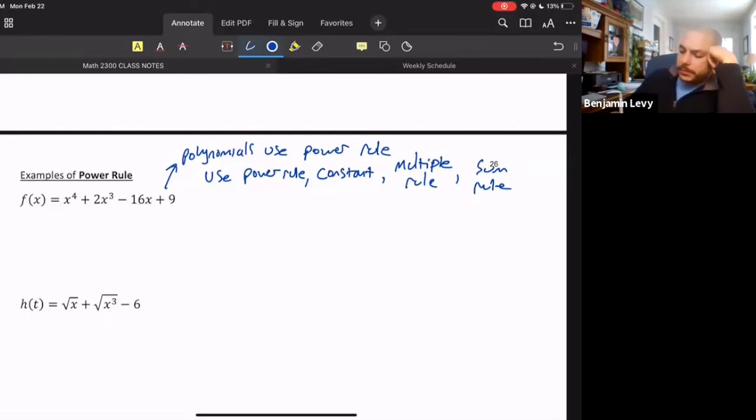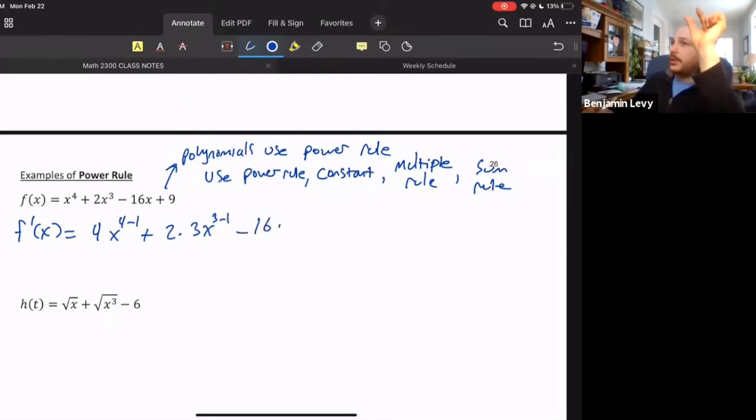All right, so let's do this one. When we take the derivative, we bring down the power, and we subtract 1 off the power. I'm going to do this one carefully. Notice how the 16, right? This is one people get confused about. It's 16 times x to the 1. So you bring down the 1 and then subtract 1 off the power, and you end up with x to the 0. And then when you take the derivative of 9, it just becomes 0 because that's the constant rule.